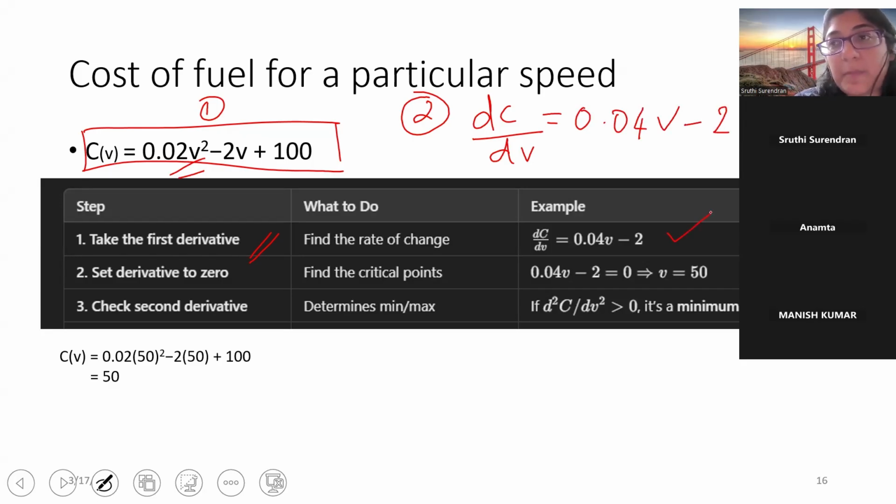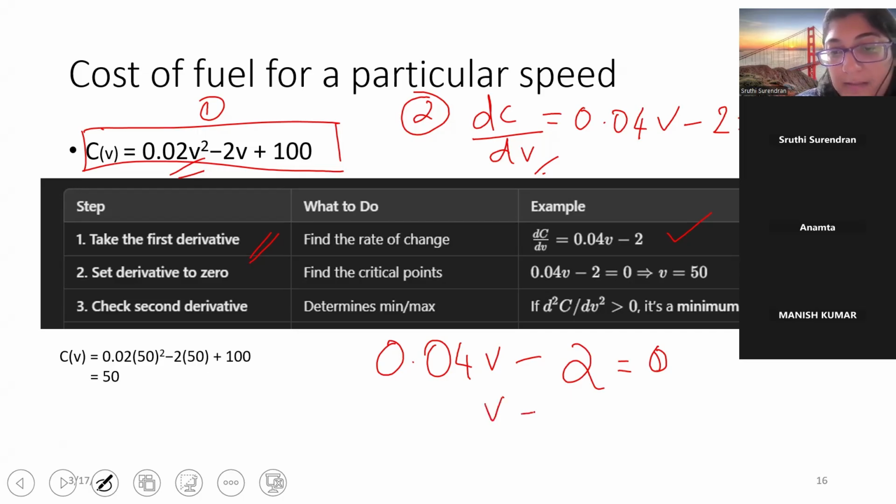So the first step of optimization is that they take the first derivative of this function, and next they equate 0.04V minus 2 to 0. They will find out what the value of V is when this first derivative is equal to 0. So V is going to be equal to 200 by 4, that is 4 into 50.